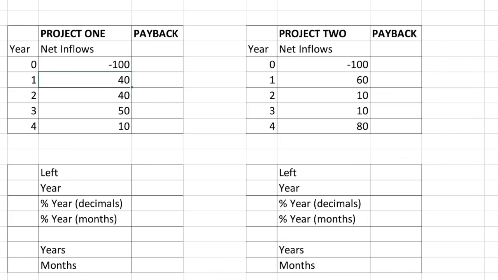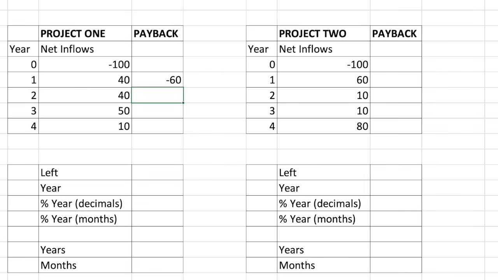So what we need to do is go through each year and see how much we have paid back and therefore how much we have left to pay back. So at the end of year 1, where we got a cash flow of 40, in terms of how much we have left to pay back, minus 100 plus 40, that is minus 60. So that means we have 60 left to pay back at the end of year 1.